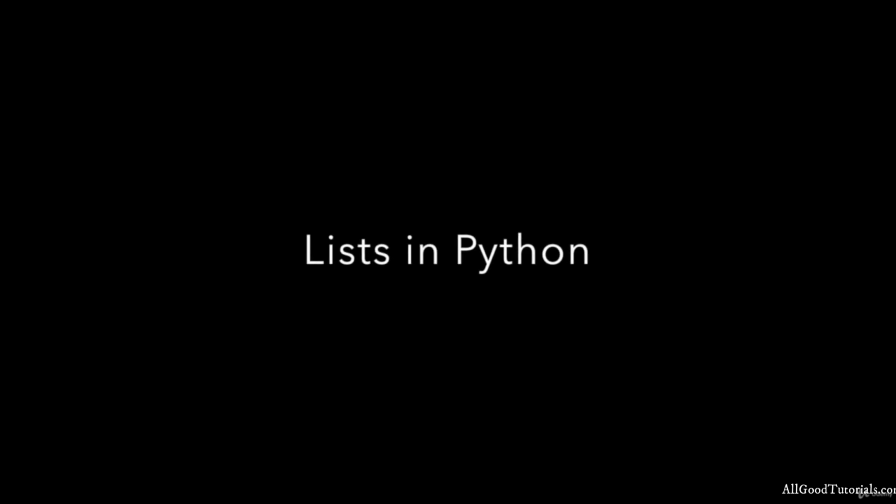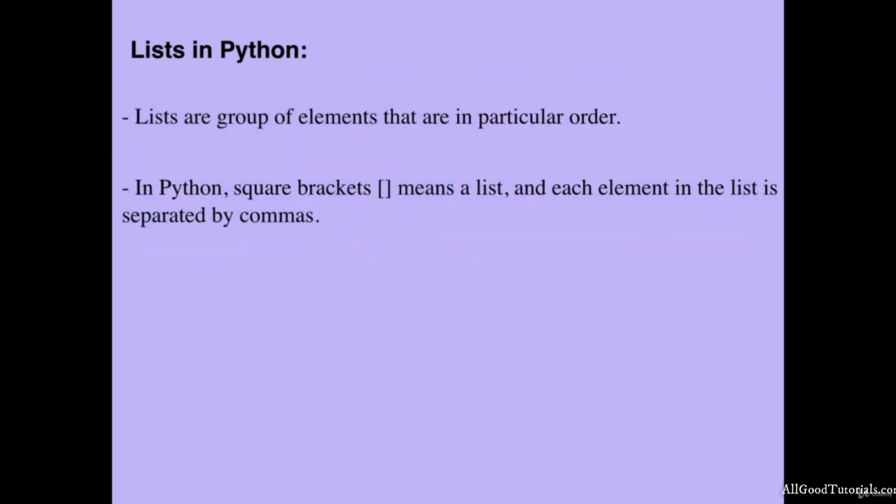Lists in Python. Lists are a group of elements that are in a particular order. In Python, square brackets mean a list, and each element in the list is separated by commas.